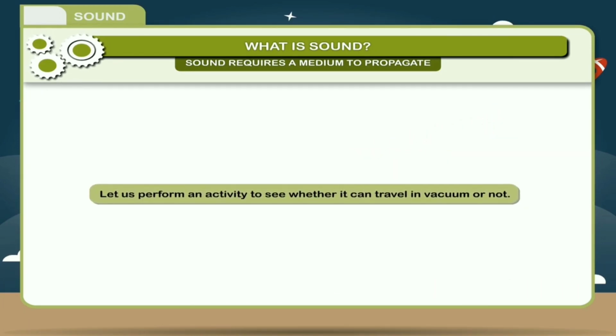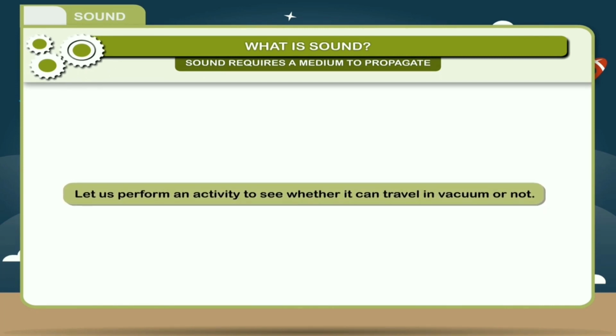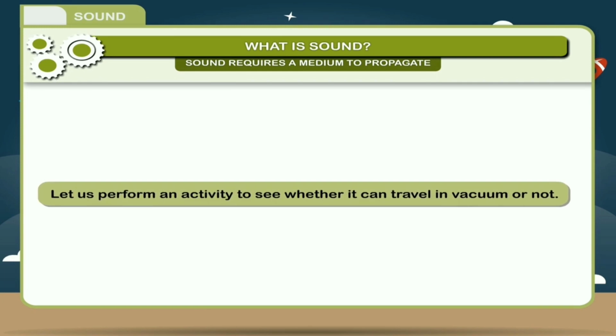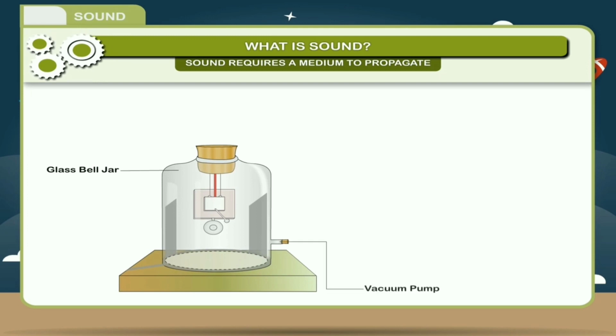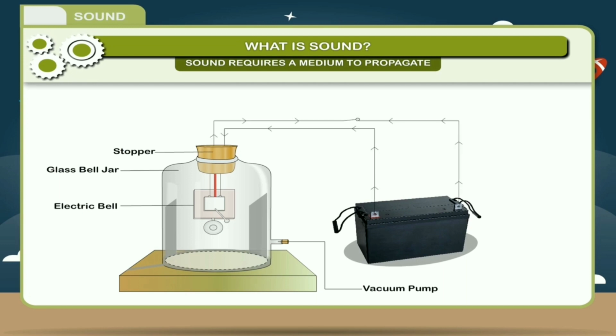Let us perform an activity to see whether sound can travel in a vacuum or not. Take a jar fitted with a vacuum pump and sealed by a stopper. Put an electric bell inside. Allow electric current to flow to the bell in the jar with the help of a battery. You will hear the bell ringing. Now, take the air out by a suction pump and make a vacuum inside. Keep the cover tightly on the jar. Now switch on the electric bell. No sound will be heard.